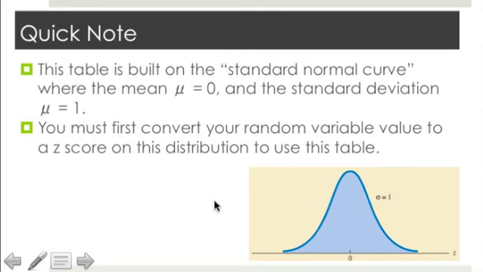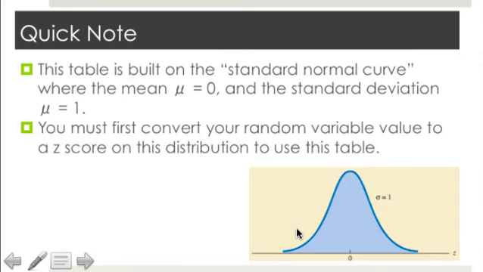The formula that we've already talked about for the z-score will do that for us, but I just want you to keep in mind that when we're using the normal tables, we're actually looking at values here on this standard normal distribution.